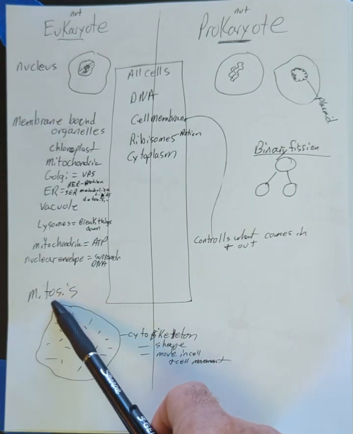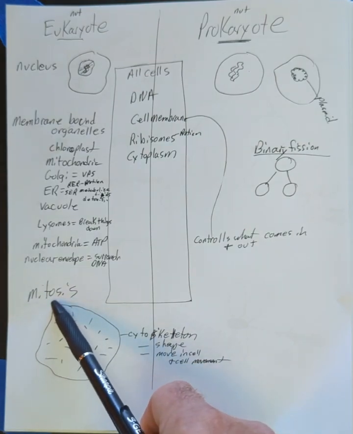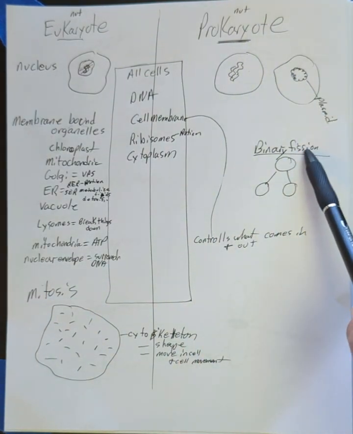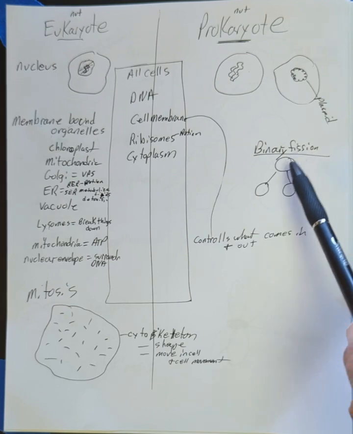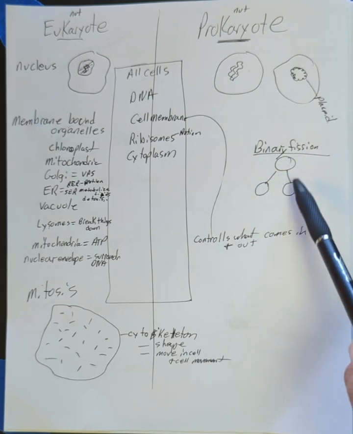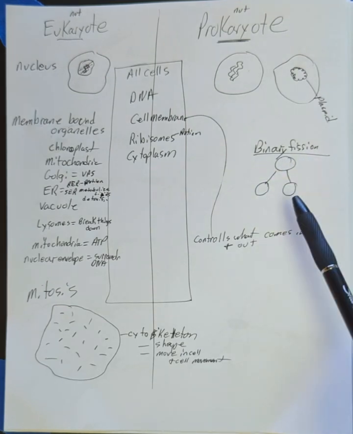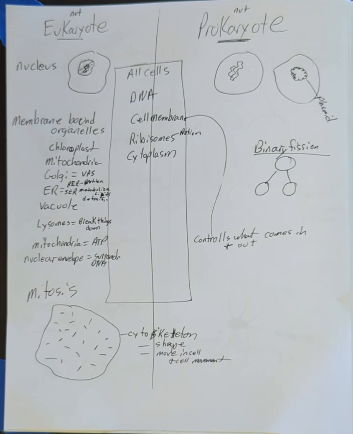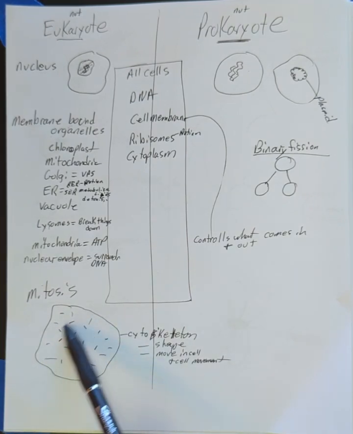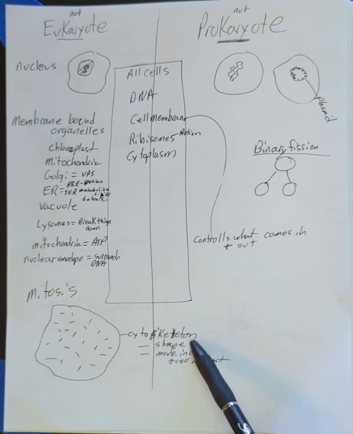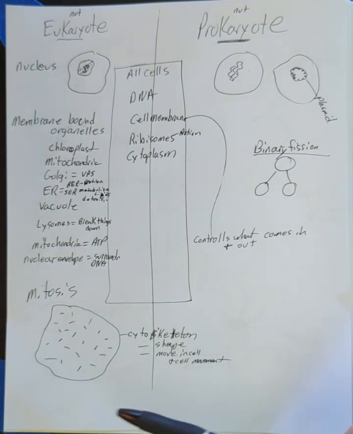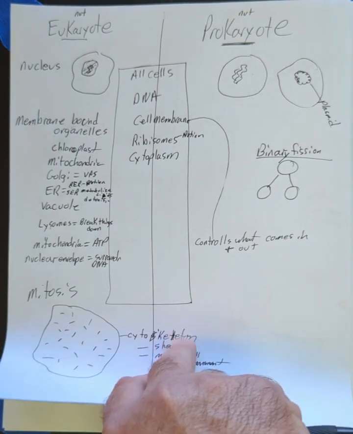Eukaryotes do a process called mitosis to reproduce. Prokaryotes do something called binary fission. Basically, it's literally just copying the DNA and dividing the cell in half. The cytoskeleton is microtubules in the cytoplasm. It helps keep the shape, and in the case of amoebas and stuff, it can help move the cell. It also helps move things inside the cell.